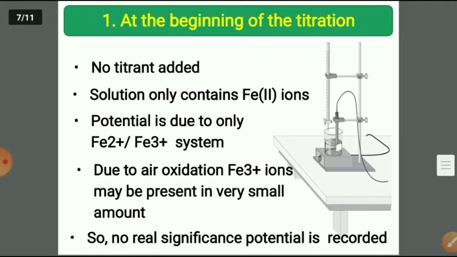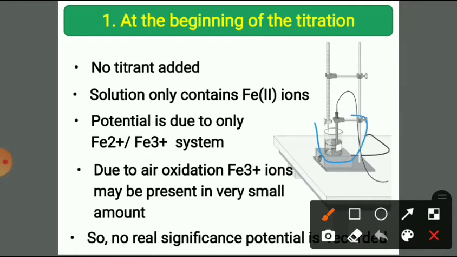Now let's try to calculate the potential of the system after the addition of a cerium 4 solution from the burette. At the beginning, no addition takes place. That means there is no addition of cerium 4 plus from the burette to the beaker. At that point the solution inside the beaker contains only Fe2 plus ions.